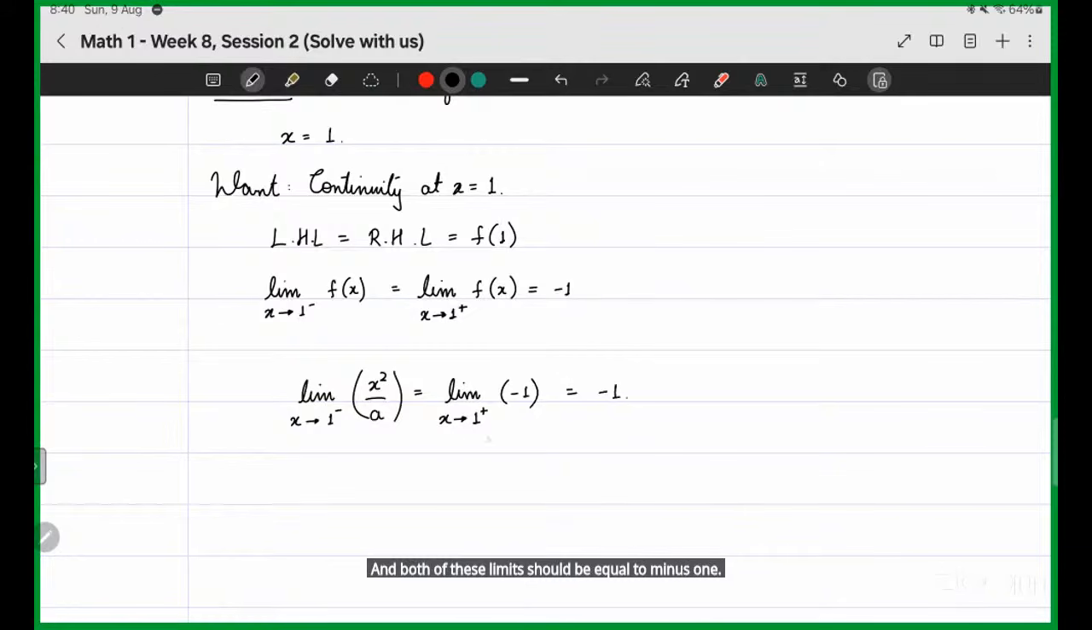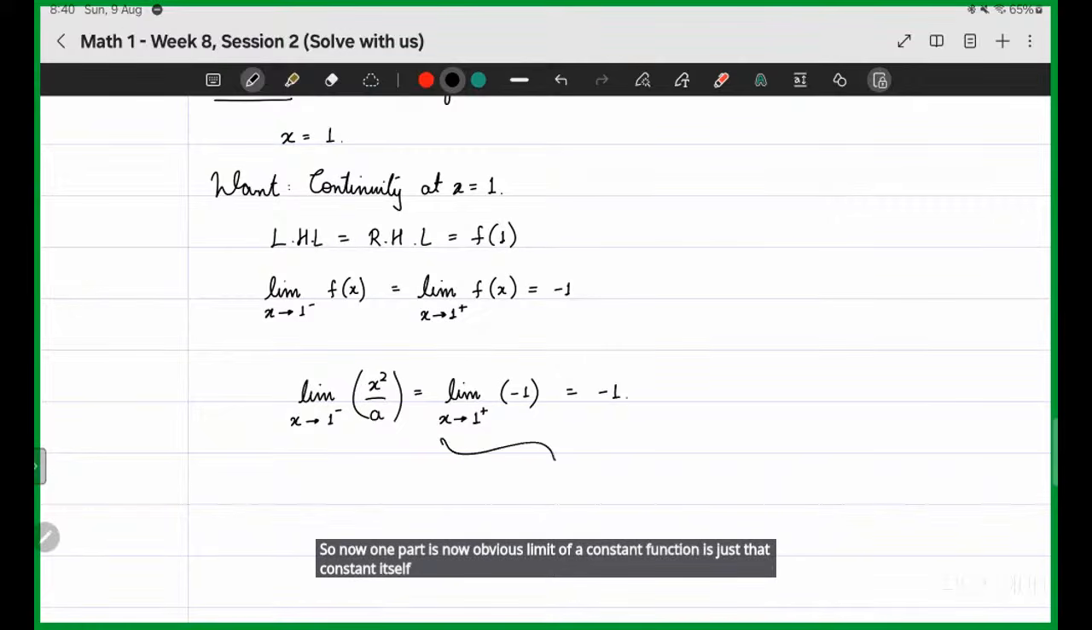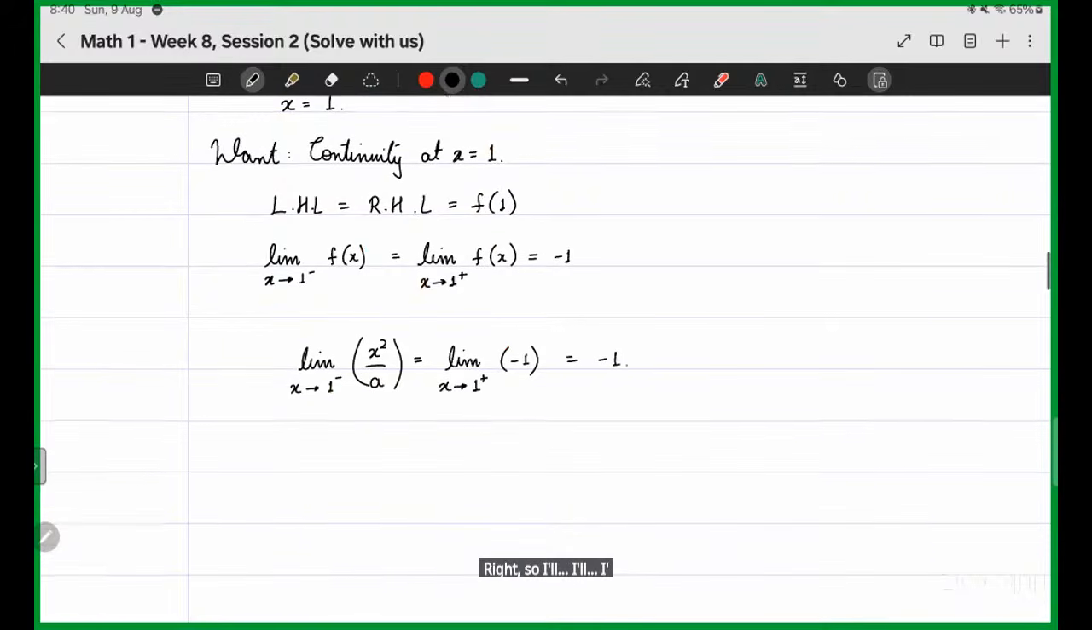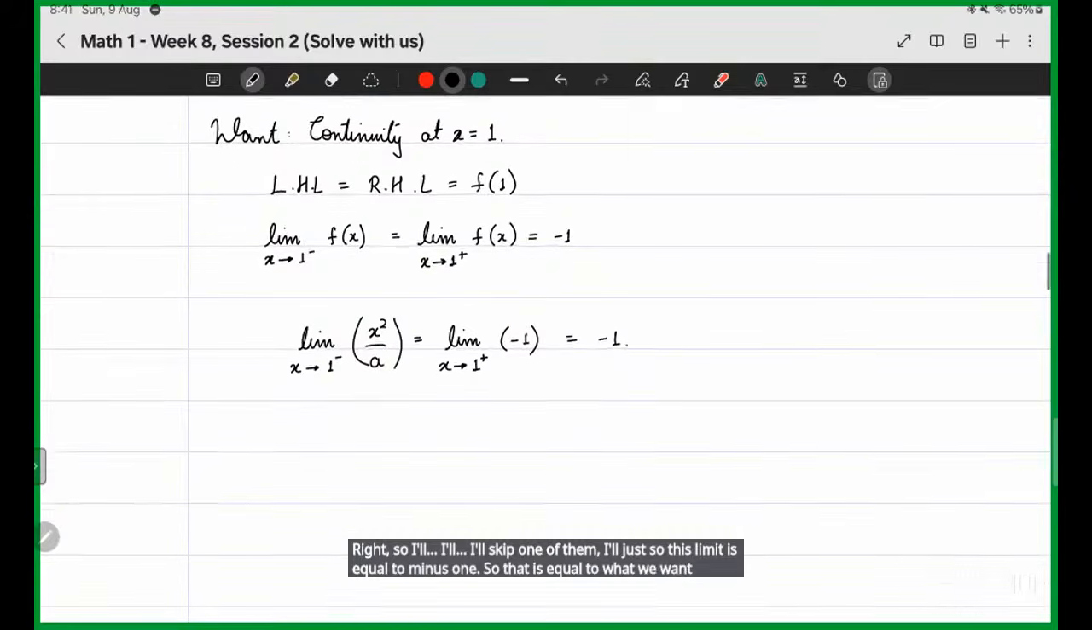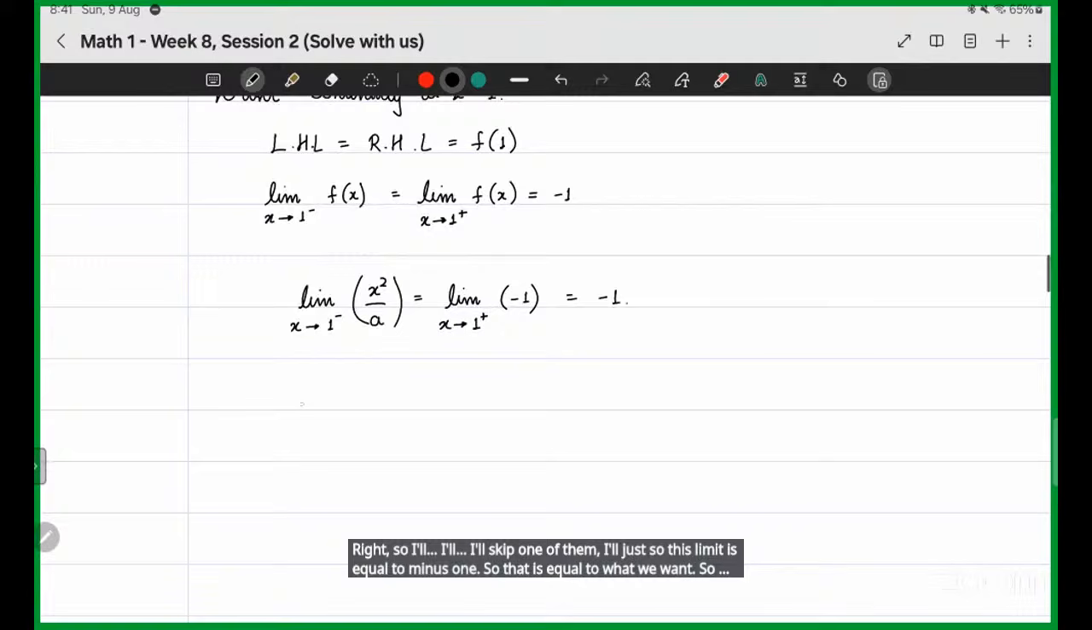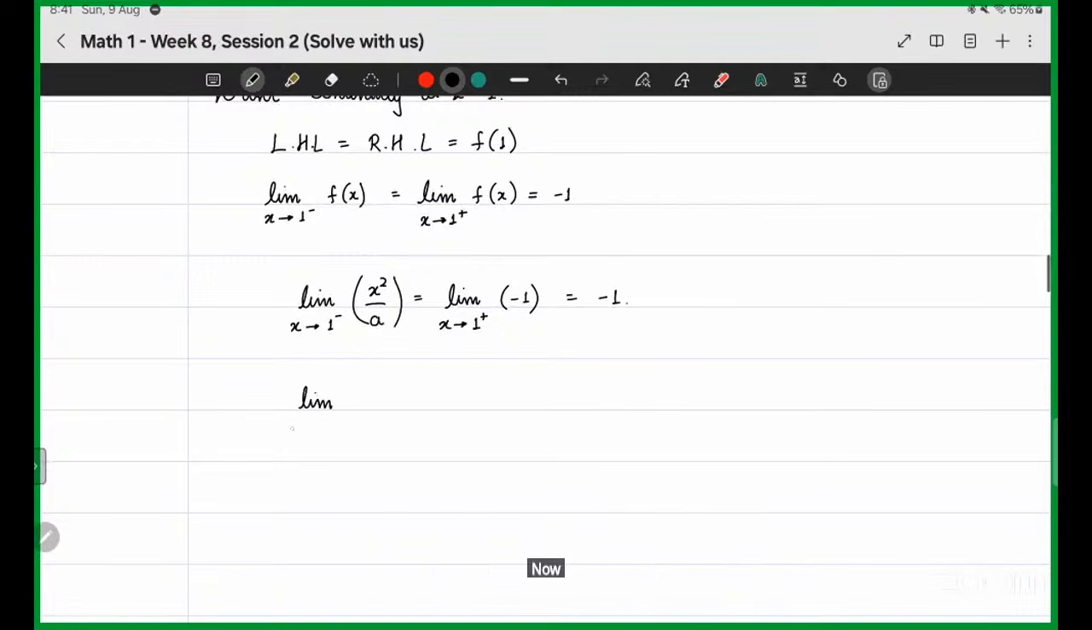So now one part is obvious. Limit of a constant function is just that constant itself. So this part is okay. Right? So I'll skip one of them. So this limit is equal to -1. So that is equal to what we want. So that's fine.